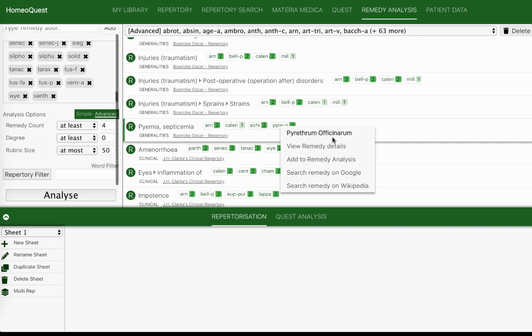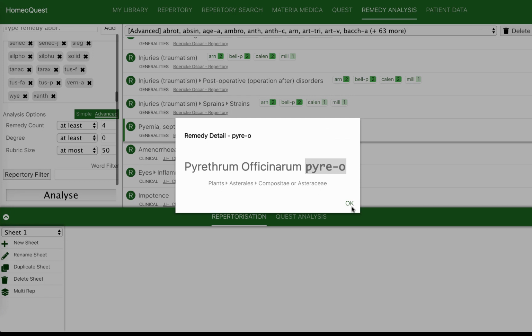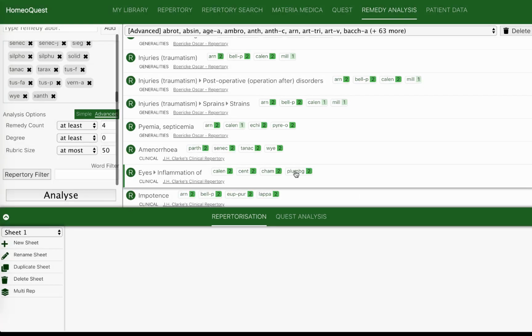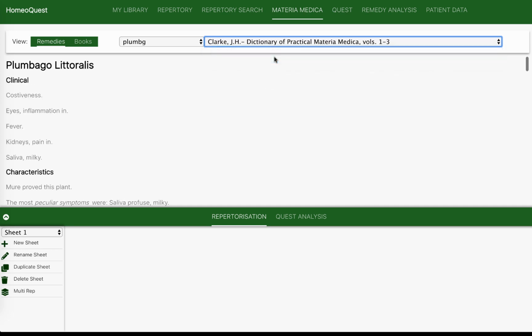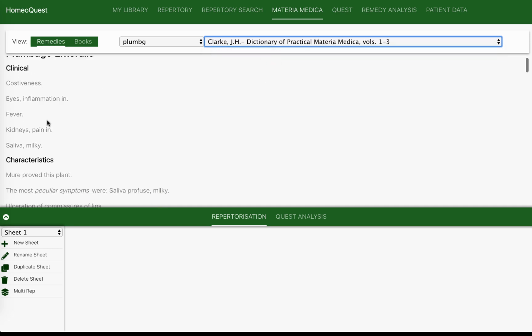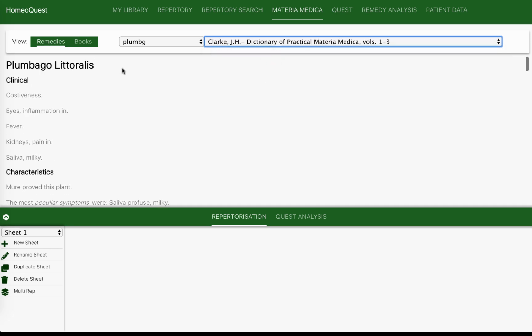Pyrethrum officinalis. Again, composite family. What is this? Plumbago. Let's look at that. Well, that comes up somewhere. Plumbago litoralis from Allen's. Let's look at what Clark was talking about. So it's a proved remedy. It's an unknown remedy. We don't even know what this remedy is.